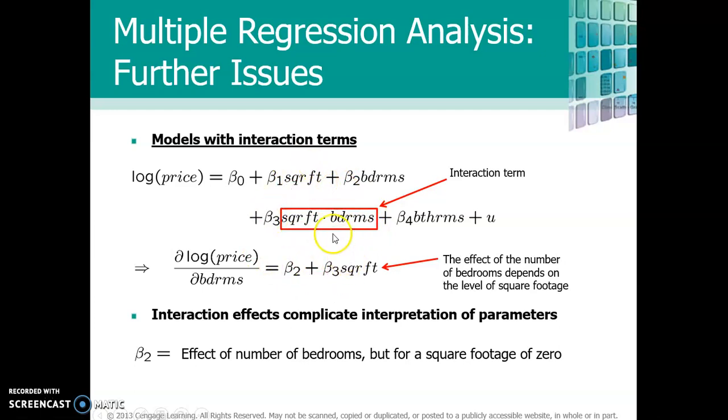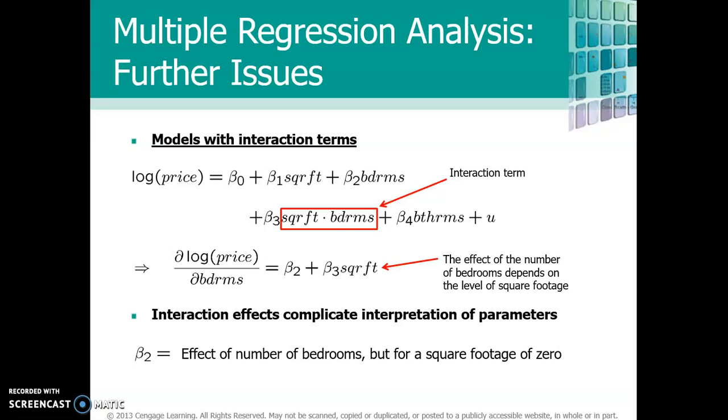The problem with this is that, if we have to calculate the marginal effect, we have to take the derivative of price vis-a-vis the bedrooms. Suppose we are only interested in how the number of bedrooms affects the housing price. For beta 2, it's very easy to determine because you only have bedrooms. But if we look at beta 3, where bedrooms appears again, it becomes a problem, because now the effect of the number of bedrooms also depends on the level of square footage, which is a challenge. Therefore, interactive terms, which are terms that enter the model multiplicatively, complicate the interpretation thereof.